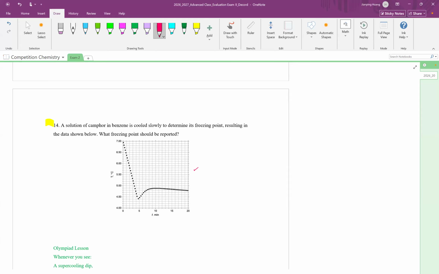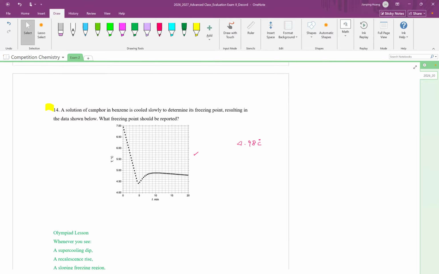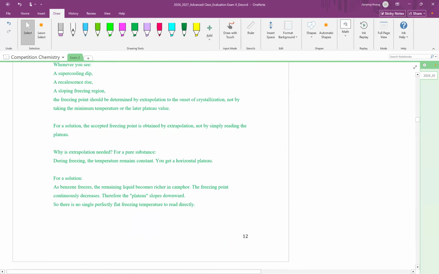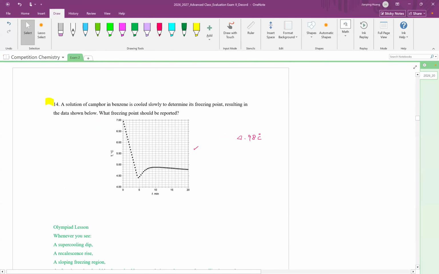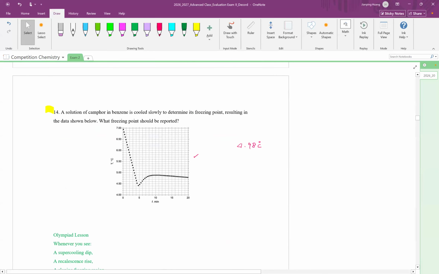If I sent it to you, everyone would get it right. The answer should be 4.98 degrees, okay. That's the answer. Now, how can I do that? Here, it gives you very detailed information. And this is a very hard question.